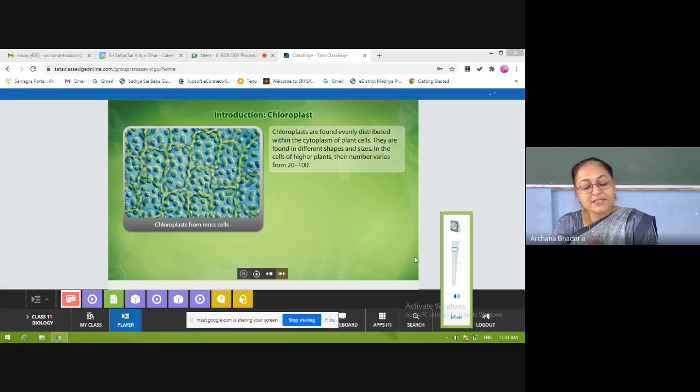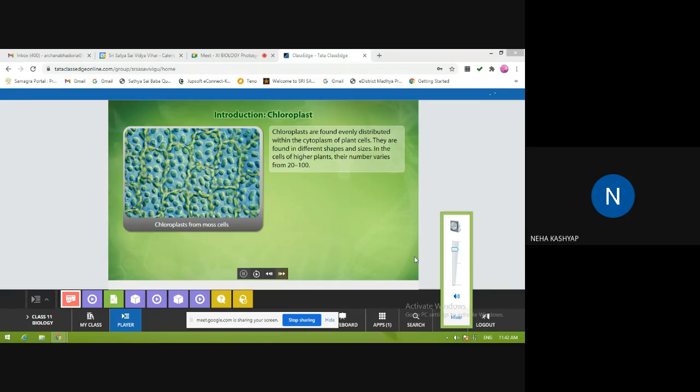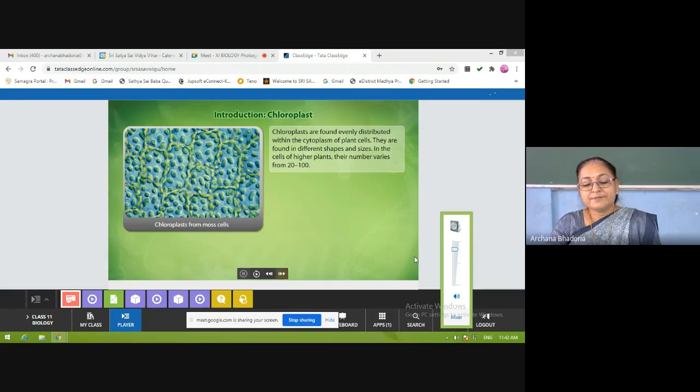तो उसके नीचे आप भी जल्दी से equation लिखिए. 6 CO2 plus 6 H2O gives C6H12O6 plus 6 O2. All have noted the equation? Yes or no? Yes, ma'am. Everyone?